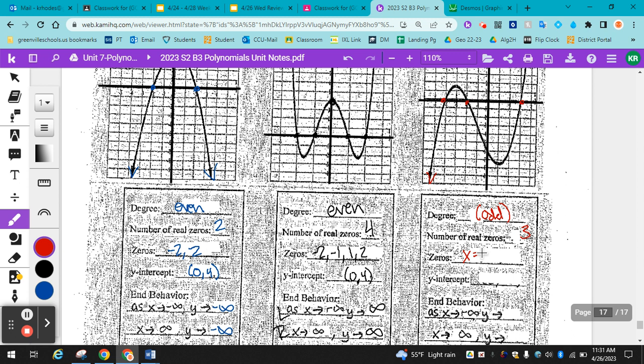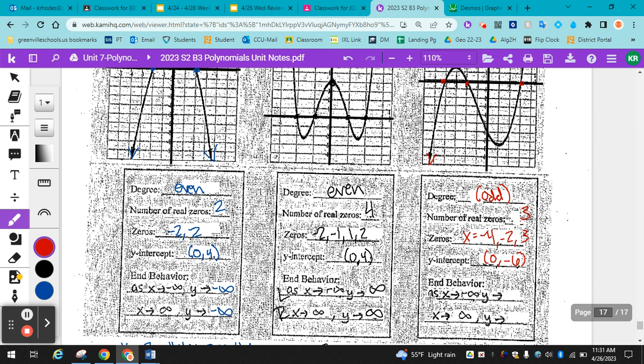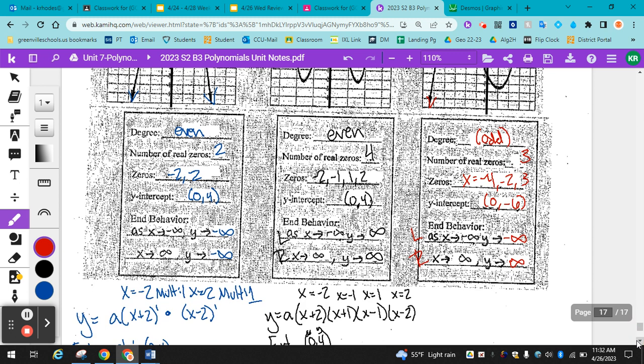Negative 4, negative 2, and positive 3. Y-intercept (0, -6). Now this one, it does matter which one is right and left. X goes to positive infinity, that's the right side. X goes to negative infinity, that's the left side. So the right side's the one going up, the left side's the one going down. They're doing opposites, odd degree, opposites. And then we're going to write our equation.